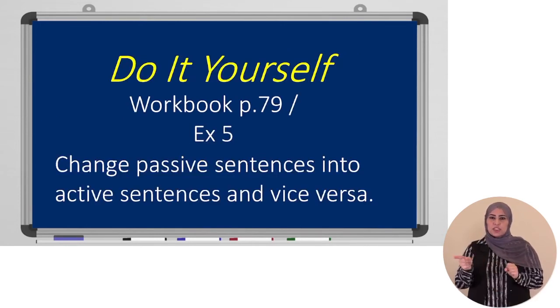Now it's time for you to work on your workbook exercises. Open to page 79, exercise 5. Do the exercise by yourself, and then come back and check the answers. You were asked to change these passive sentences into active ones and vice versa. So let's look at the first one.